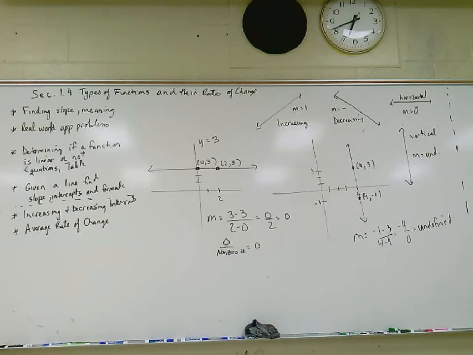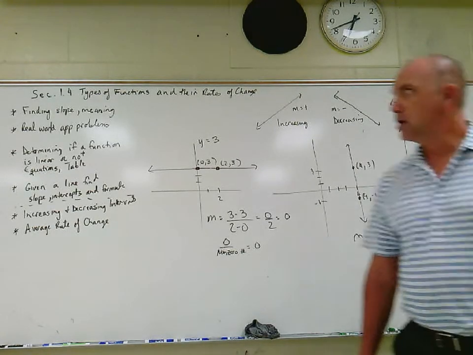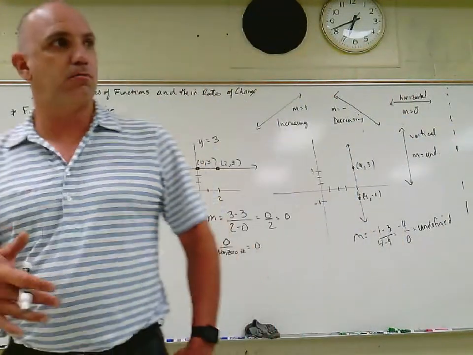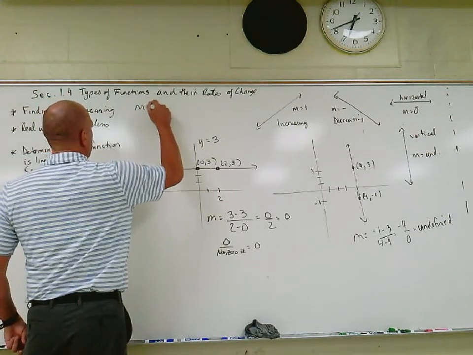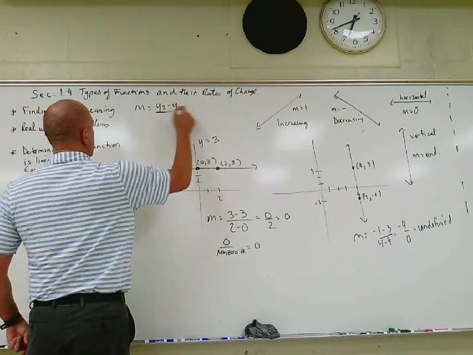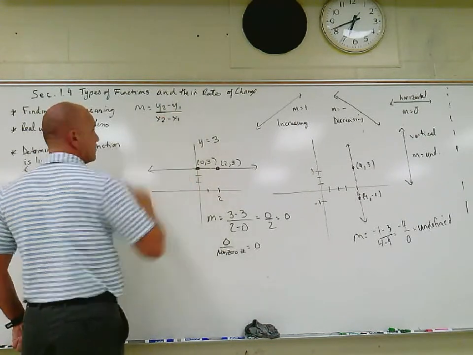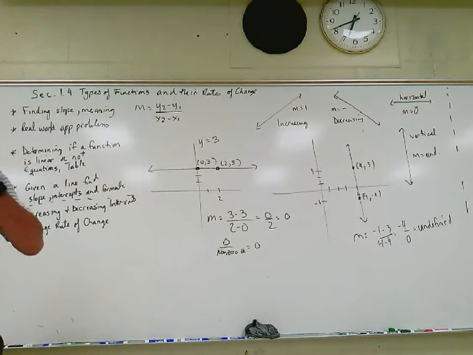All right, and those are the 4 types of lines. Increasing, decreasing, horizontal, and vertical. And there are slopes that go with them. Any questions on how to compute slope using the slope formula? Is everybody good with that? So we're gonna write our slope formula up here. Everybody good with that? Any questions about that? Okay.